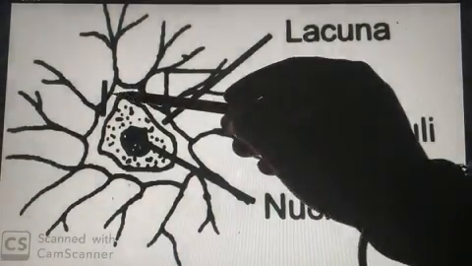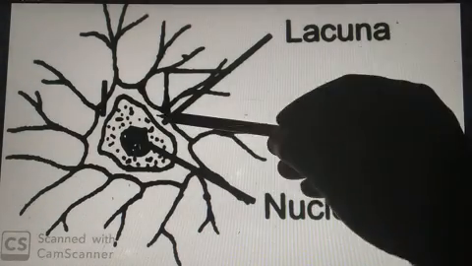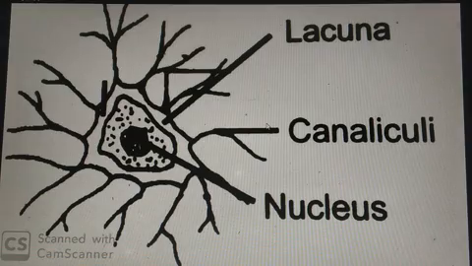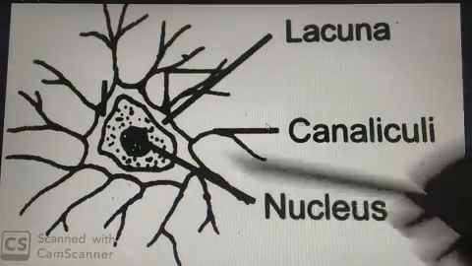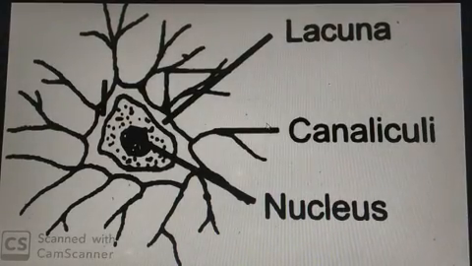Clear? Haversian canal. And if we enlarge one osteocyte, it will look like this. So this is the cavity. This cavity is called lacunae. Look over here. This one is the lacunae. Inside the lacunae, the osteocyte, the bone cell, is present. This is the nucleus of the bone cell, and the cytoplasmic extensions are called canaliculi.